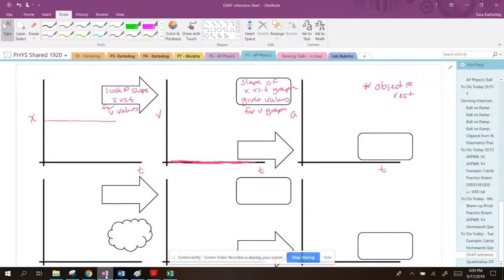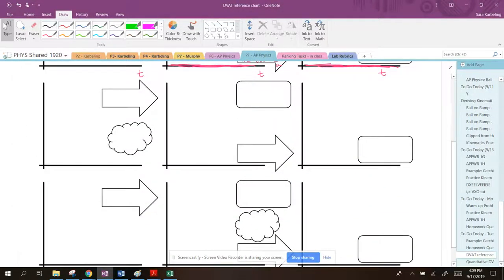And then just like we did going from displacement or position to velocity, we're going to do the same thing going to acceleration. So we're going to look at the slope of the velocity versus time graph for values of acceleration. And oh my gosh, the slope is 0. Also not a surprise, okay? That's going to be the values for the acceleration. Let's take a look at the second one.